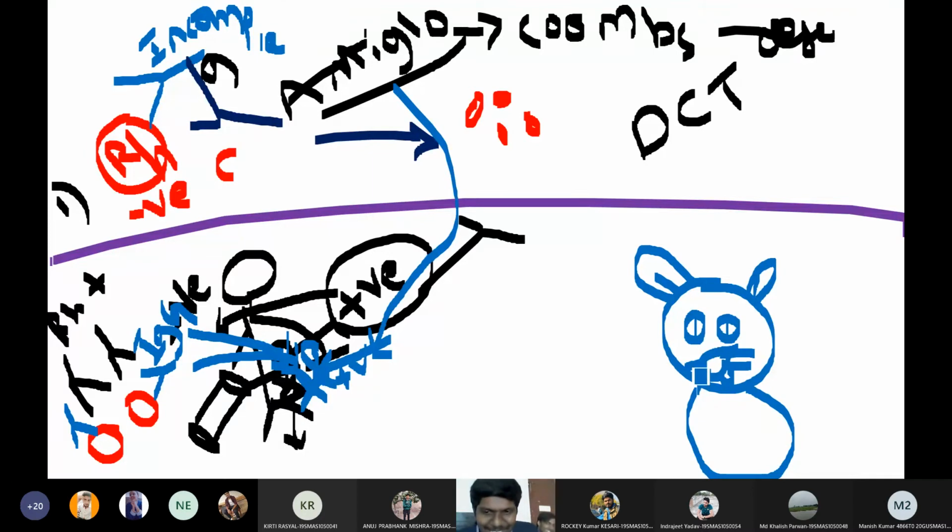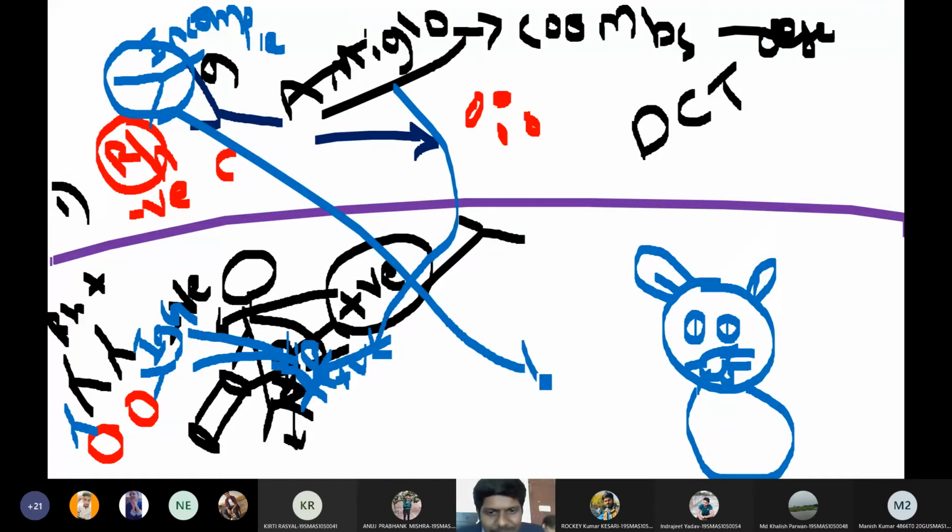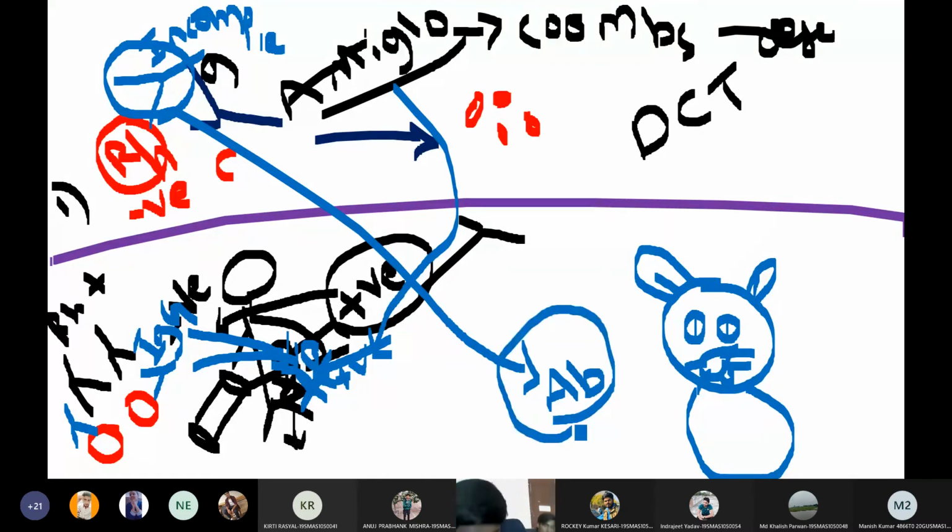Now, what I will do is, listen to me very carefully. I will take an incomplete antibody. Now, I will inject this incomplete antibody into a rabbit. When I inject this incomplete antibody into a rabbit, the immune system will treat this antibody as an antigen. It won't treat it as an antibody. The rabbit immune system will treat this as an antigen.